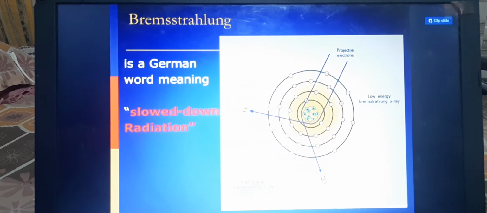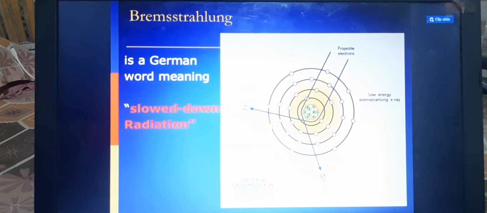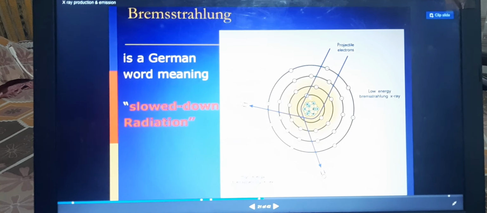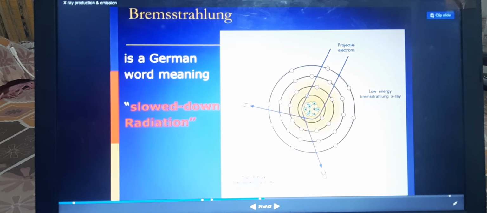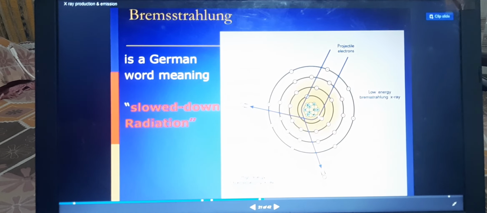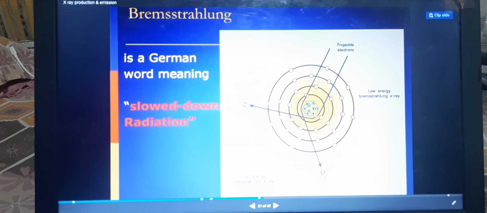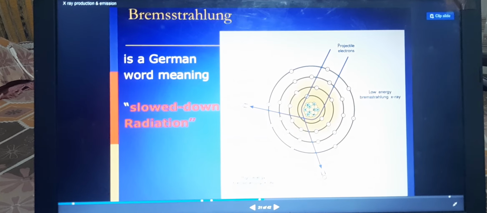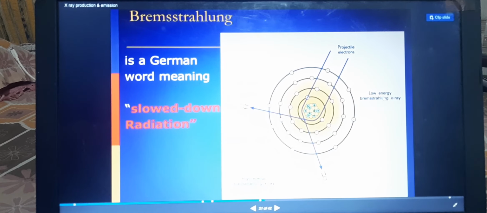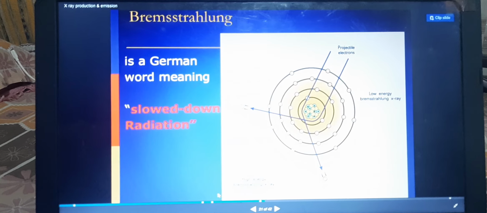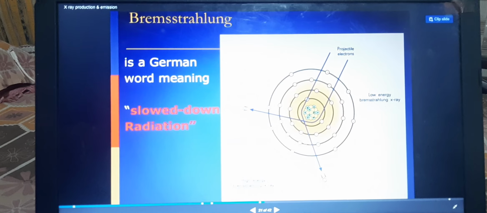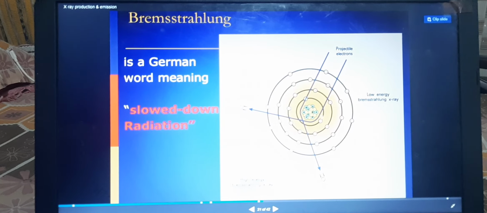Again, you can see the diagram. Here you have two projectile electrons, one which comes into very near contact and one which is quite far from the nucleus electric field. That means one electron will produce a low energy Bremsstrahlung X-ray and the other electron will produce a high energy Bremsstrahlung X-ray because of the influence of the electrostatic repulsion.